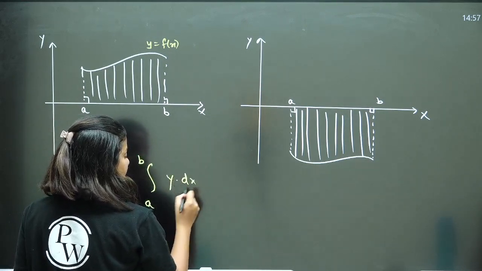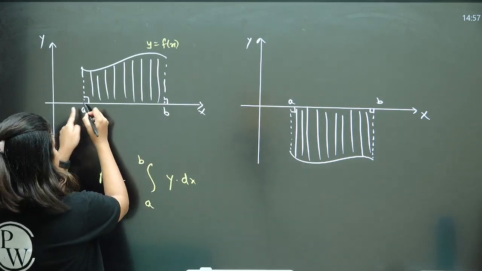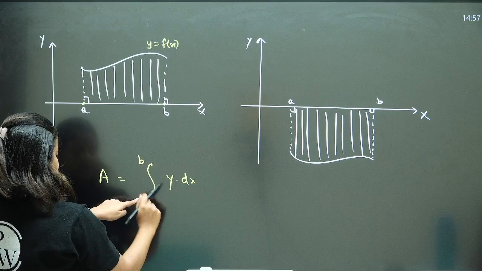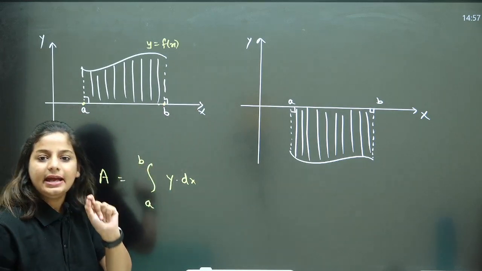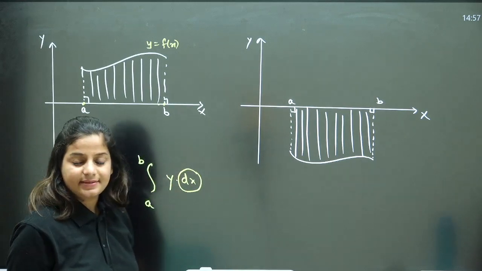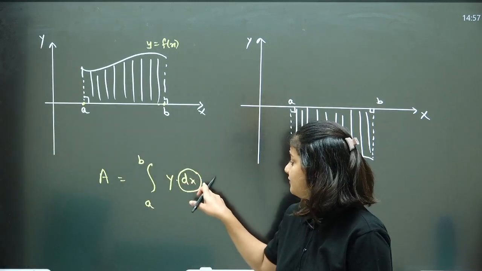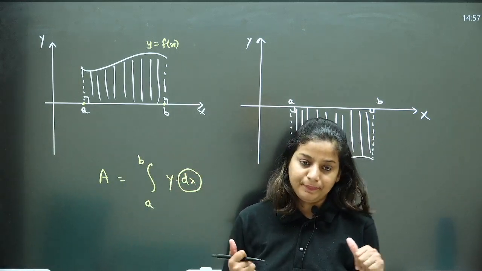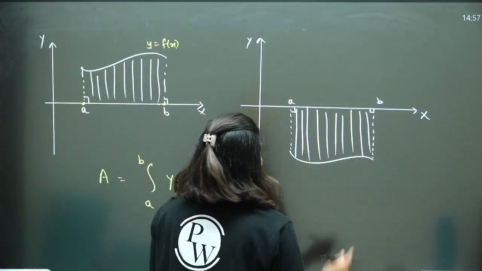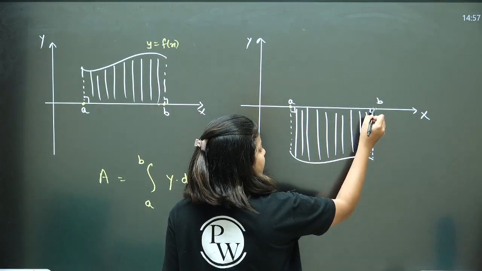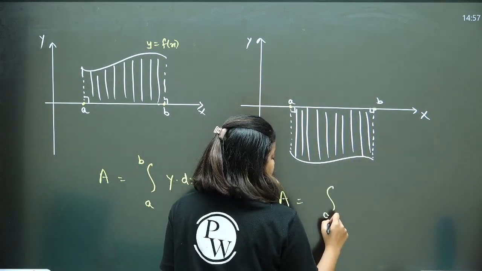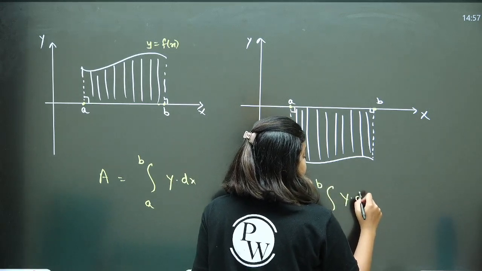And how do I remember y dx? Where is the limit? The limit is on the x-axis. The A and B, the limits, where are they? They are on the x-axis. So we will integrate with respect to x. If there is dx, automatically y, which means the curve. If the limit is again on the x-axis, area will be integral A to B y dx.